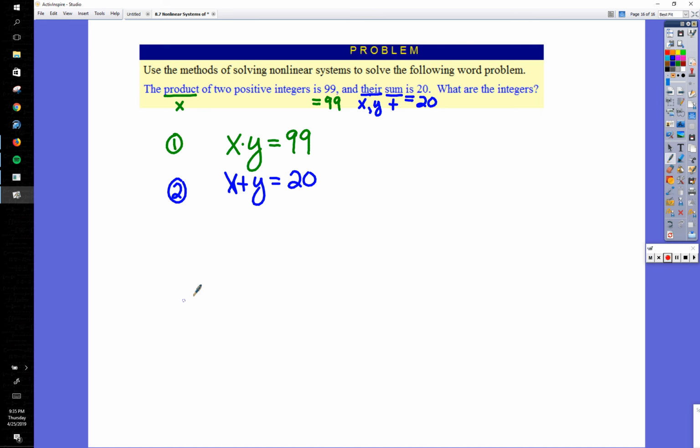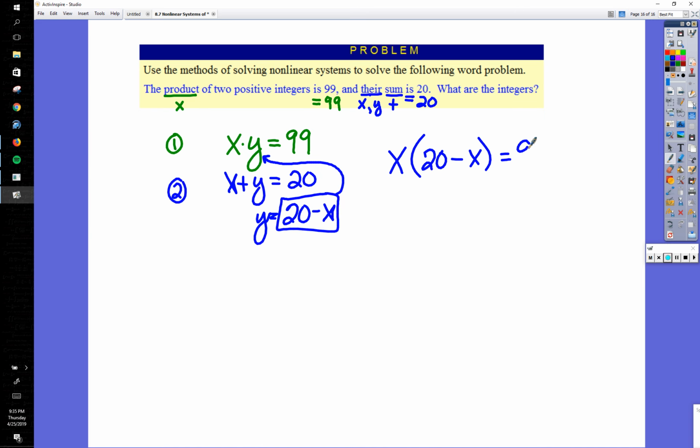At this point, we're ready to solve our nonlinear system. And so what we want to do is a substitution. Personally, what I'm going to do is use the second one and substitute in the first one. So I'm going to get y by itself on the second equation. I take 20 minus x, excuse my marker here, and we're going to substitute that 20 minus x in for the y up in the first one. And so we're going to get x times 20 minus x.